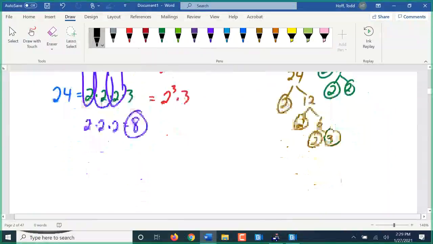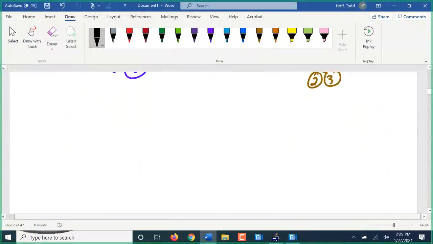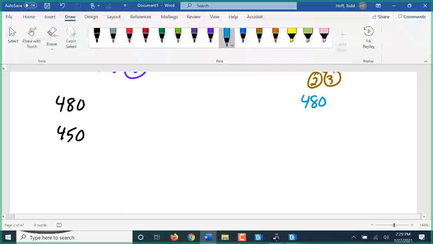So if I'm looking at more difficult numbers, let's see, what do I want to put in here? Let's do 480 and 450, just for fun. Now, I'm a math teacher, so my idea of fun is probably a little bit twisted.